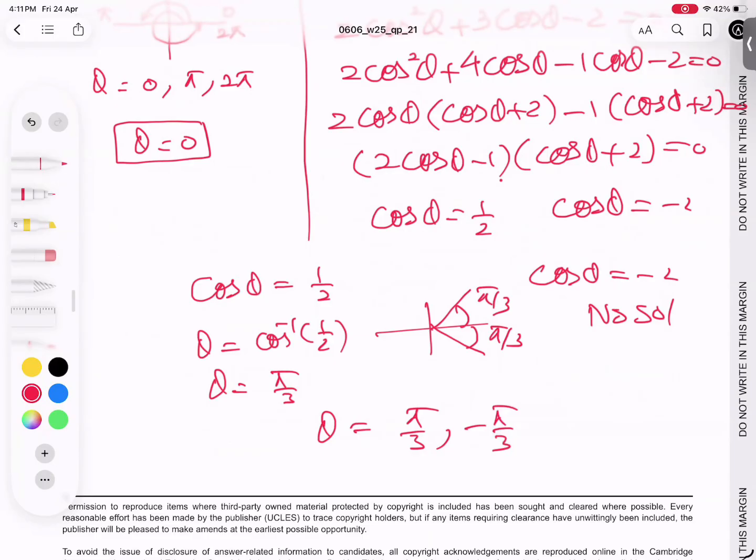So we have three answers if you look carefully. One answer is coming with us, 0. And one answer we have here is pi by 3, so positive and negative, and one answer we must have is 0. So basically we have three answers, and I hope the concept of the question is very clear.